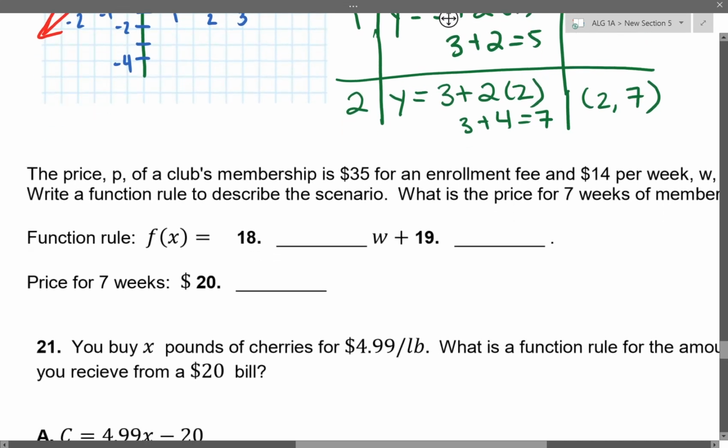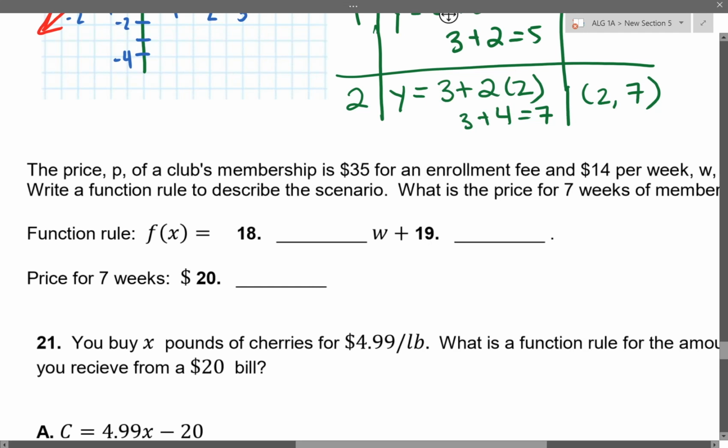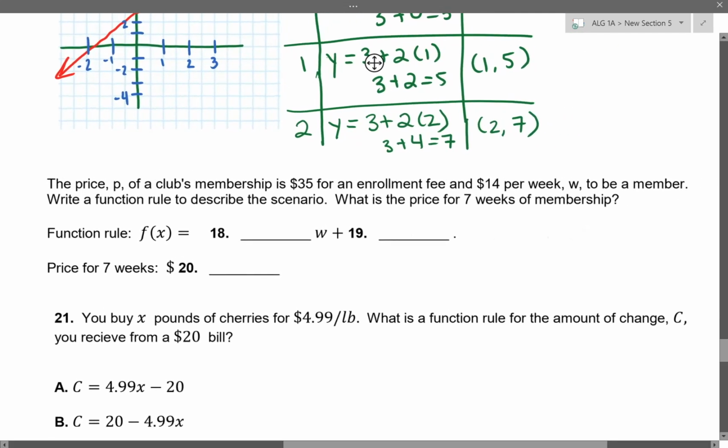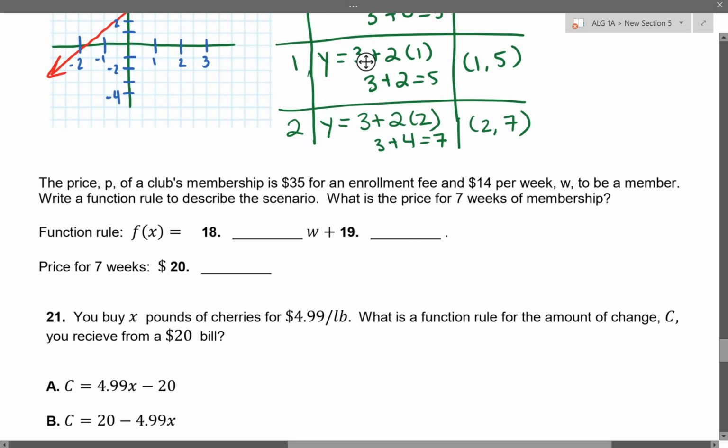Okay, the price P of a club's membership is $35 for an enrollment fee and $14 per week W to be a member. Write a function rule that describes the scenario. What is the price for 7 weeks of membership?